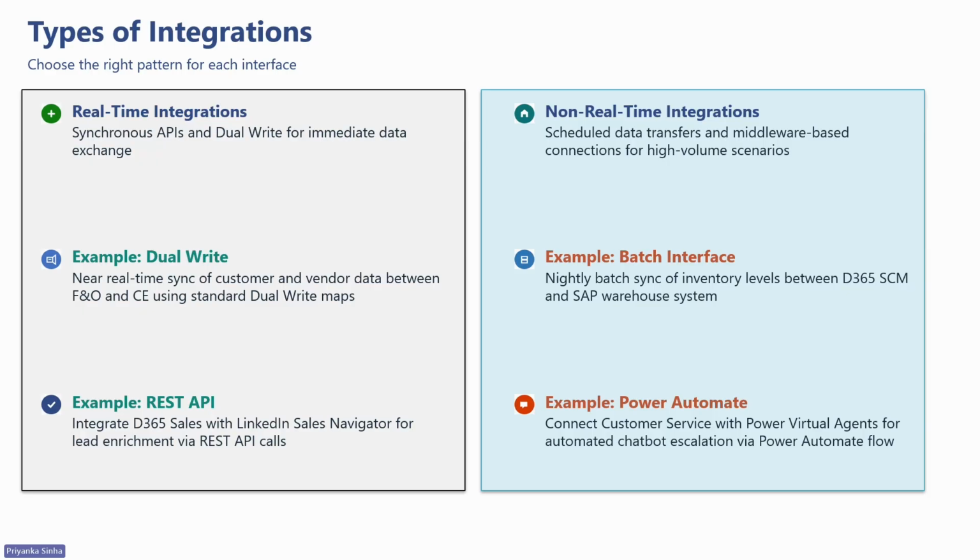That's your bidirectional sync between finance and operations and customer engagement. For example, customer and master data syncing between F&O and CE. Another real-time example would be a REST API call to, let's say, LinkedIn Sales Navigator that fires when a user takes action.